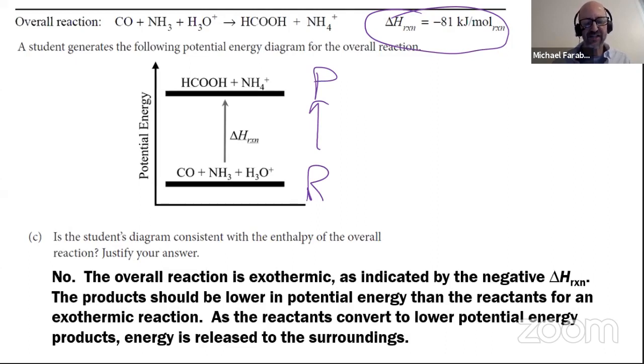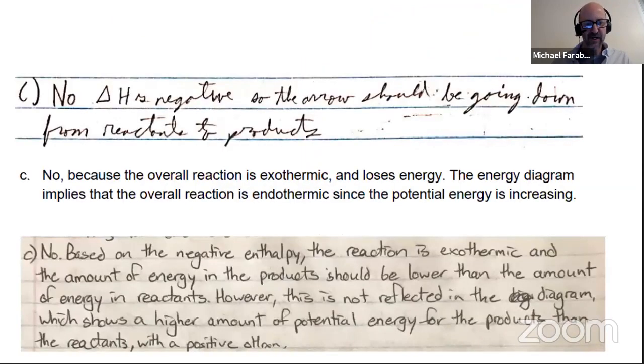Because the overall reaction is exothermic, as indicated by the negative delta H, the products should be lower in potential energy than the reactants. As the reactants convert to lower potential energy products, energy is released. So we have to disagree and say no. No, delta H is negative. The arrow from reactants to products should be going down, not up. No, because the overall reaction is exothermic and loses energy, whereas the diagram implies it's endothermic.